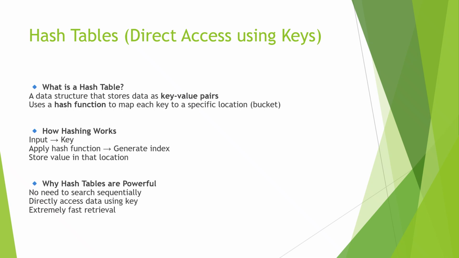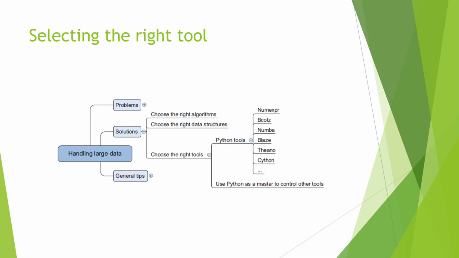This makes them extremely powerful and widely used in applications that require fast lookup, such as databases, caching systems, and dictionaries. Next is choosing the right tool like NumExpr, Bcolz, etc. We'll see them one by one now.